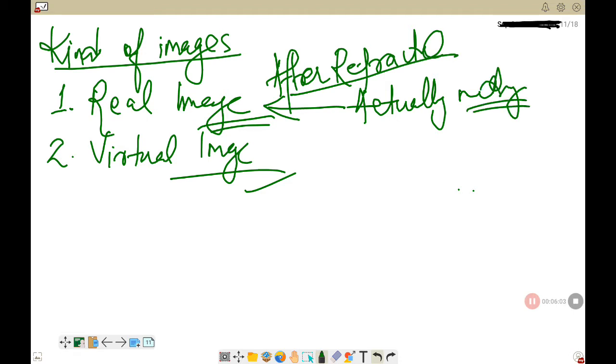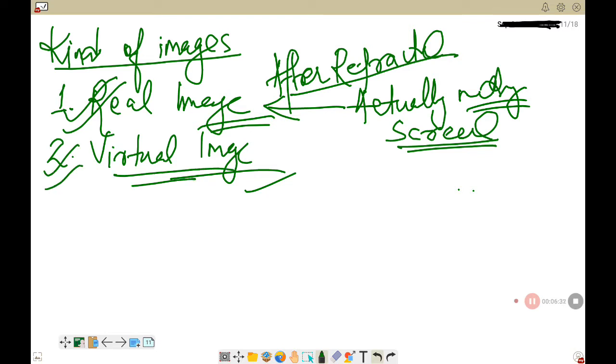So when the rays after refraction actually meet, the image so formed is called the real image, and a real image can be screened. It can be screened. All right, and the other property is that it is inverted. The image is inverted as compared to your object. Clear?